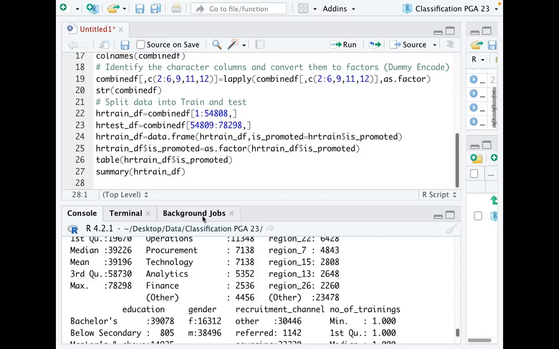But initially it will not give you this. The data is in the character format. It will simply say character and length. And it will give you the descriptive statistics for only numeric variables. But once you convert them into factors or dummy encodes, then you run the summary command, you will get the frequency counts along with the descriptive statistics of the numerical data. Got it?